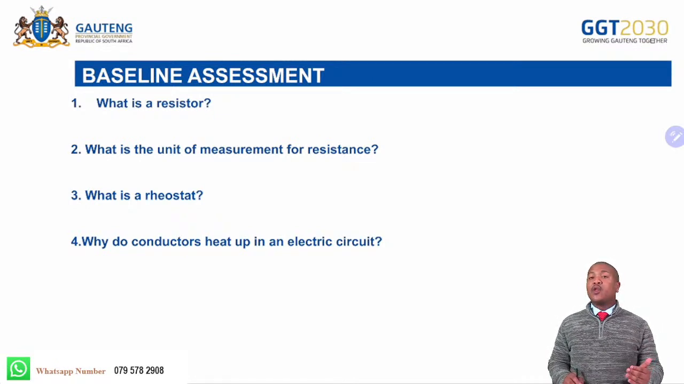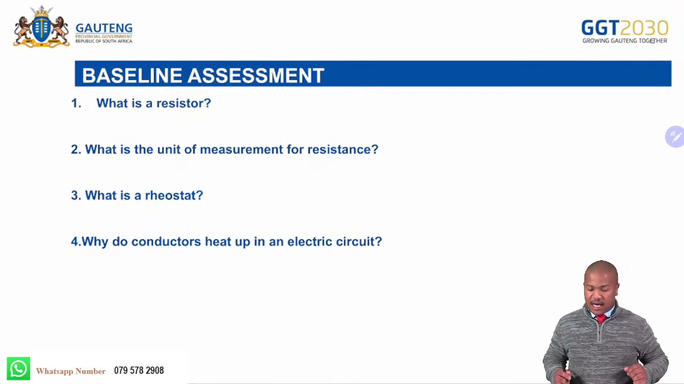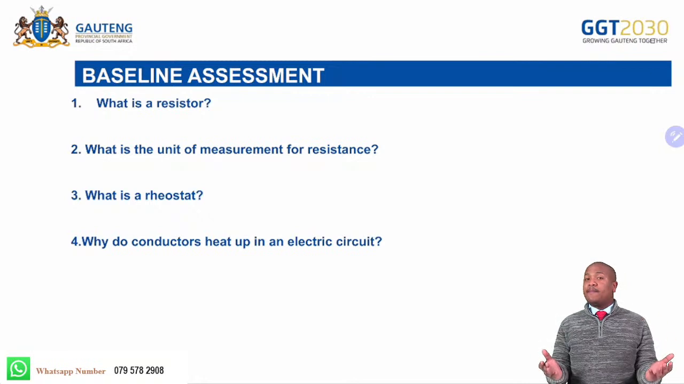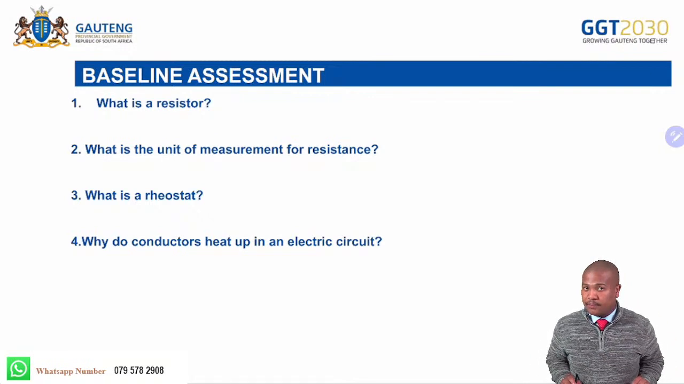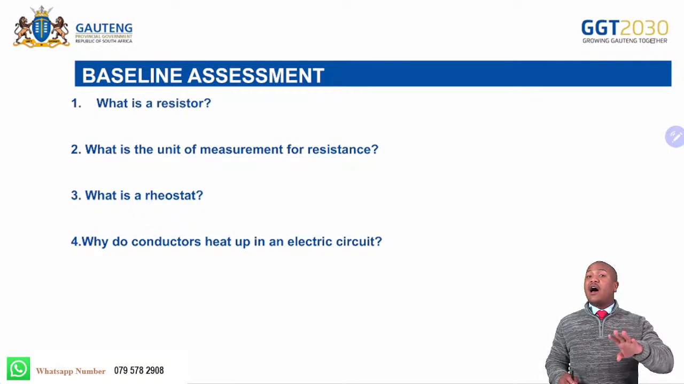And number 3, you need to tell us what is a rheostat. Then number 4, you need to tell us why do conductors heat up in an electric circuit. So it's 4 questions and you deserve 4 minutes to answer each question. So we'll meet again after 4 minutes.